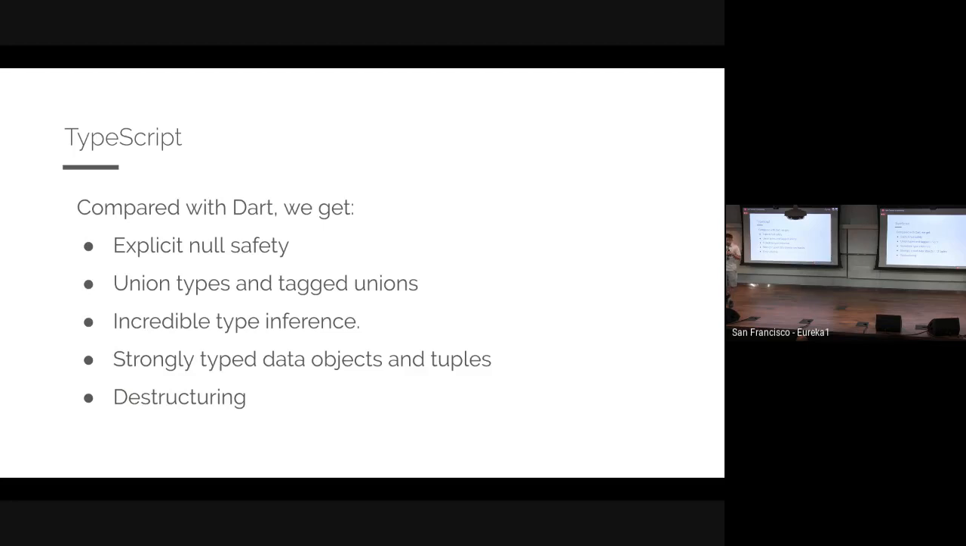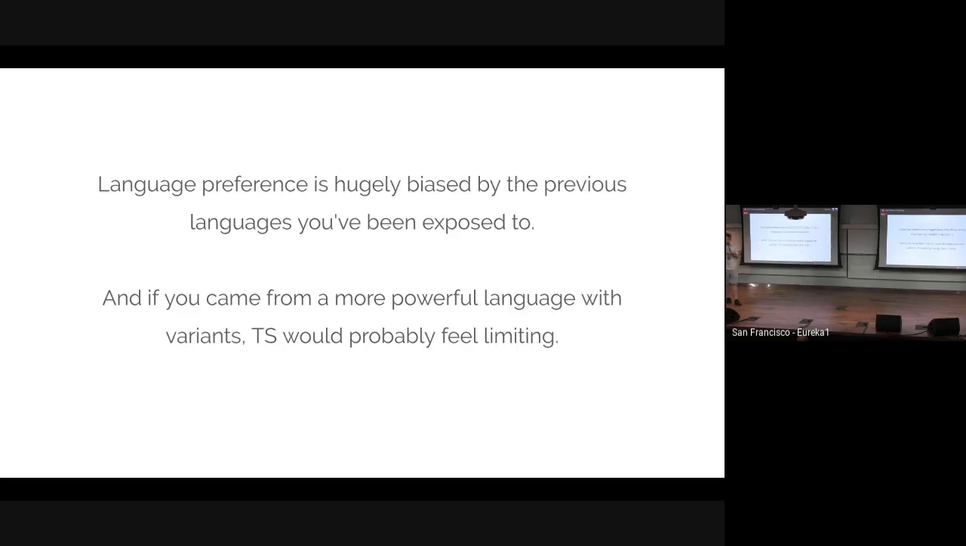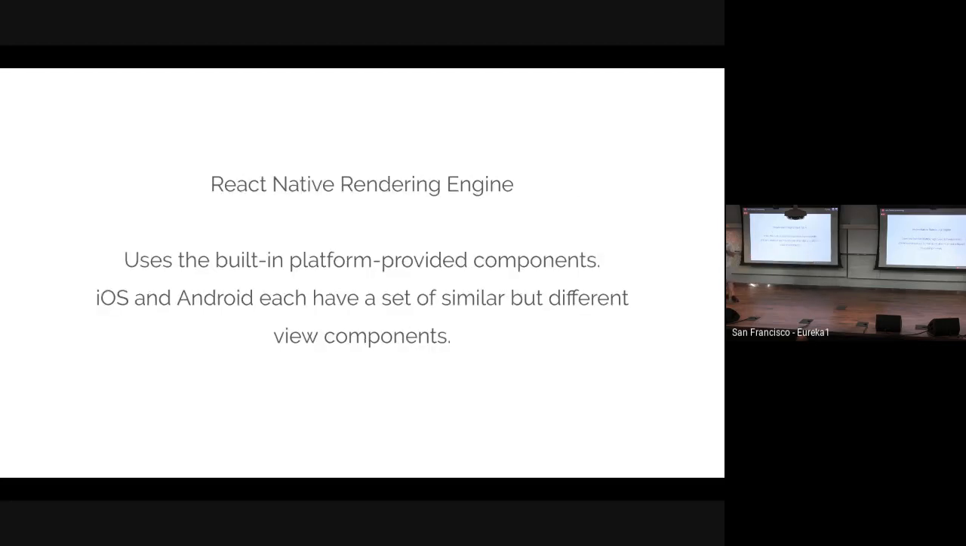Destructuring, things like that. So we use these every day, and for people who aren't familiar with these features, they're not missing anything. But if you use these and you go to a language that doesn't have them, you notice it, right? Language preference, whatever, it's usually biased based on the previous languages you've been exposed to. So if you've been using Haskell, you would probably think TypeScript is awful because it doesn't have whatever functional thing, right?